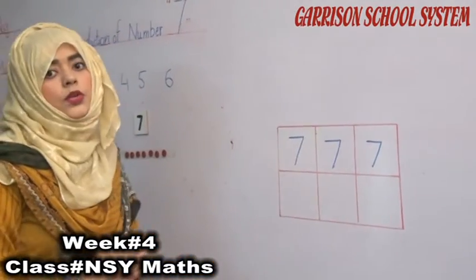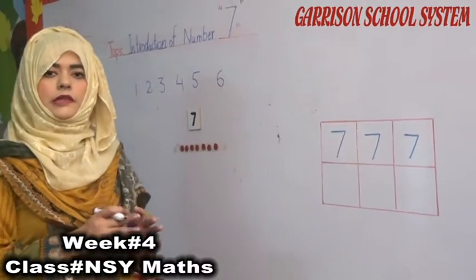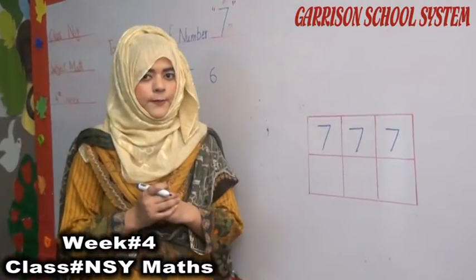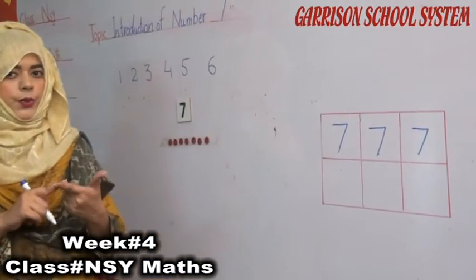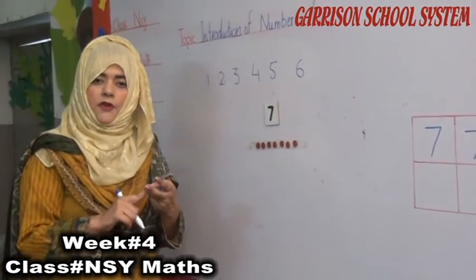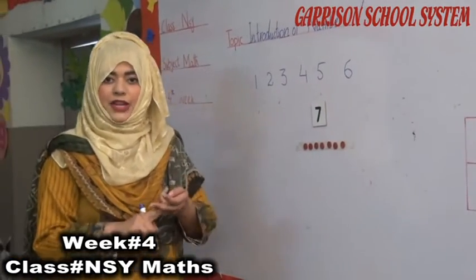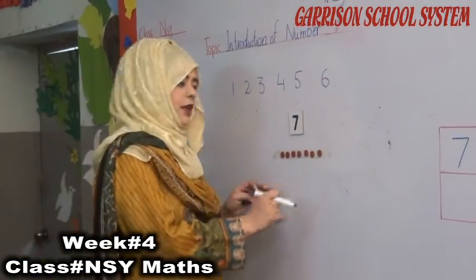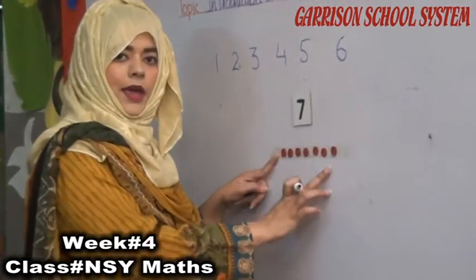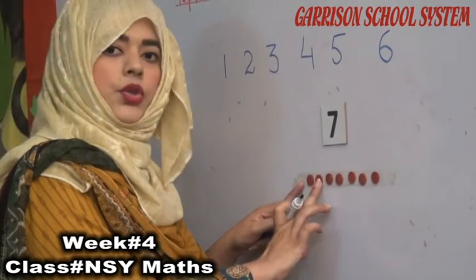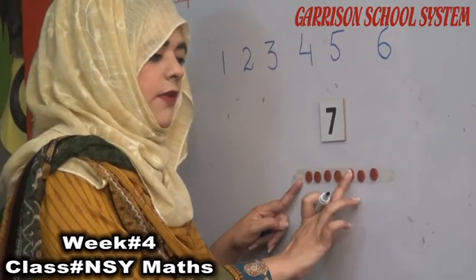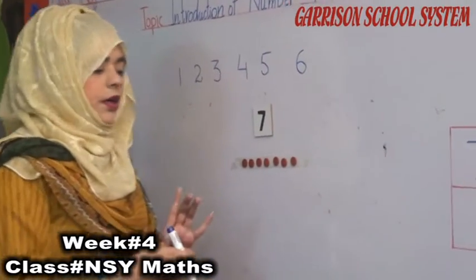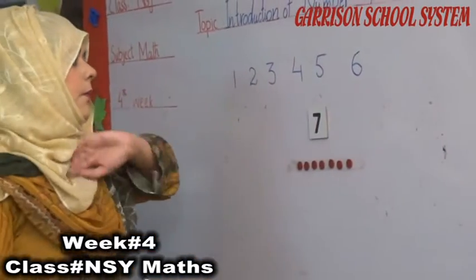What else can you do? You can count number 7 at your home as well. For example, collect things like 1, 2, 3, 4, 5, 6. Count them till 6, and then when the 7th thing comes, you count it as 7. Like I have put the dots over here, right? 1, 2, 3, 4, 5, 6, 7. So that's how you will learn number 7.